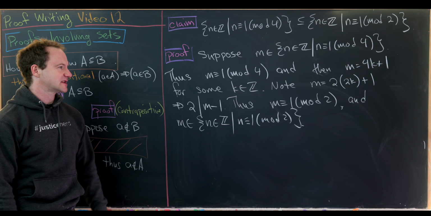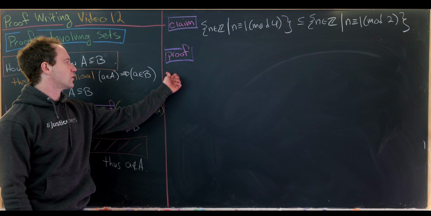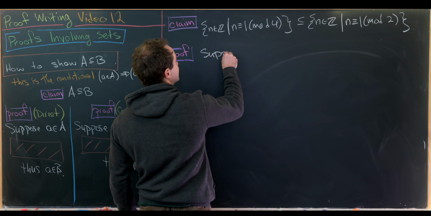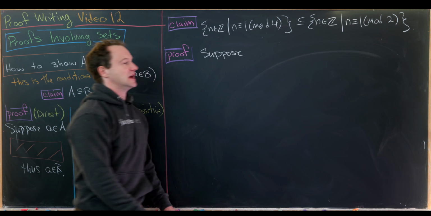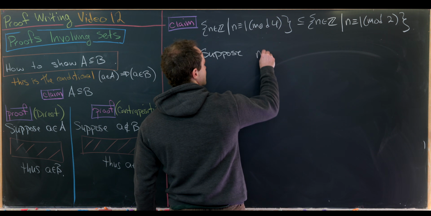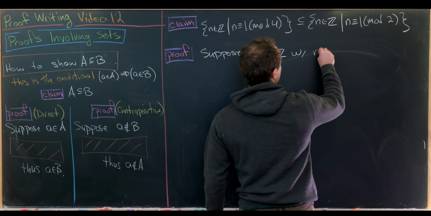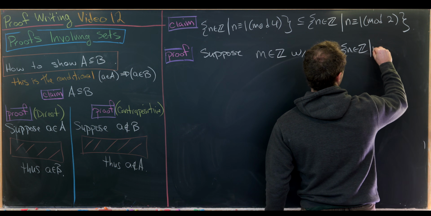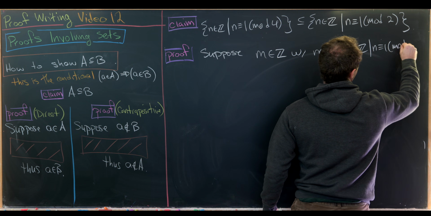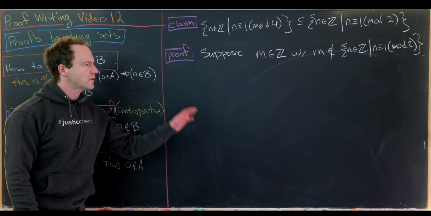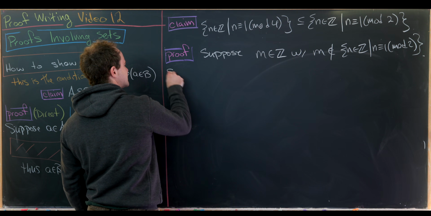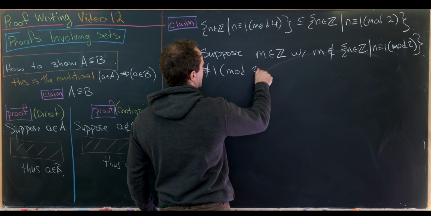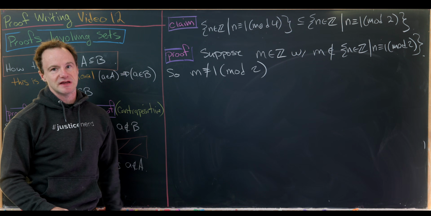Okay, so now as promised, let's also do the contrapositive. Now we will reprove this result using the contrapositive. So let's suppose we've got an integer which is not in the right-hand side. So in other words, m is an integer with m not in this set of all integers such that it is congruent to 1 mod 2. Great. But what does that mean? That tells us that m itself is not congruent to 1 mod 2. That's what it takes to not be in that set.